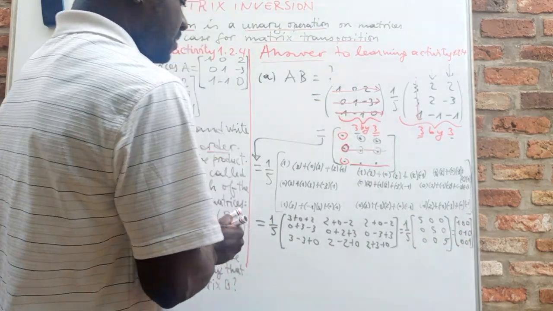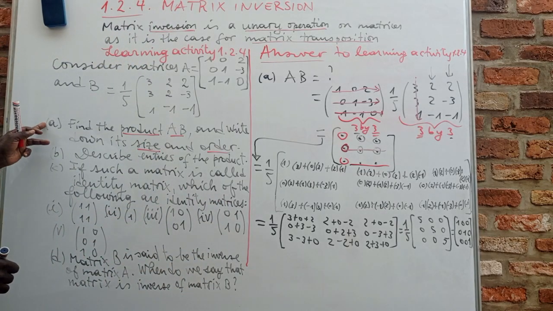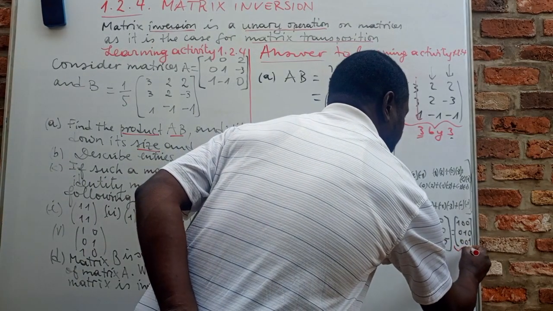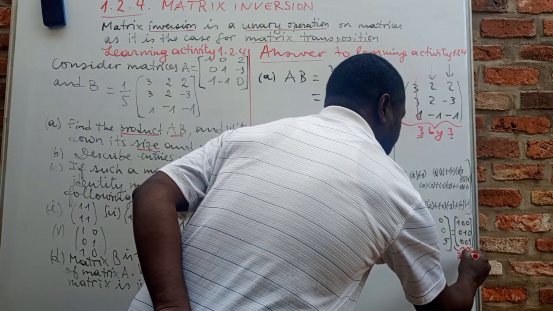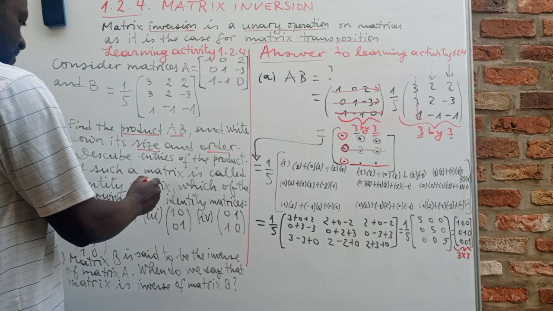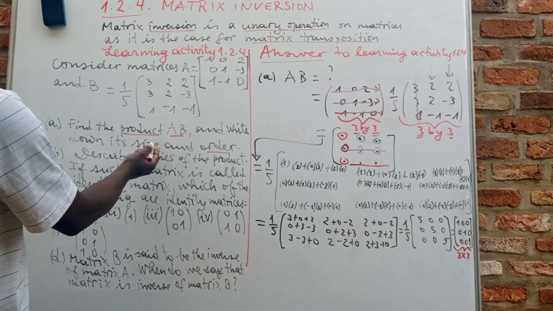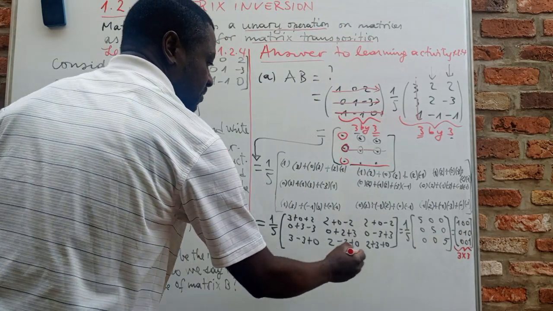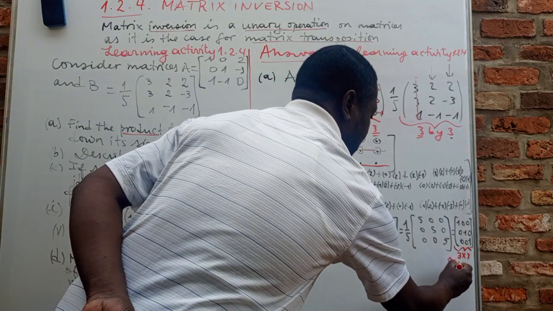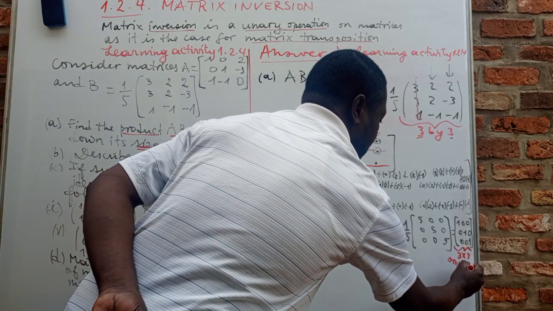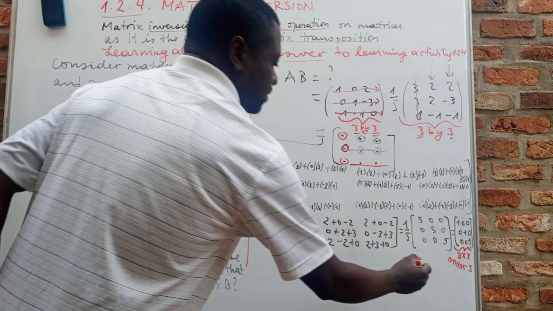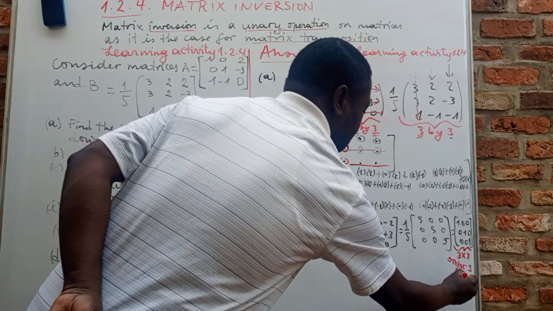Now this is the product A times B. So what is the size? The size of this matrix is 3 by 3. Order, that is the size, what we can call size. And order is order 3 matrix. This is order 3. And this is the product A times B.